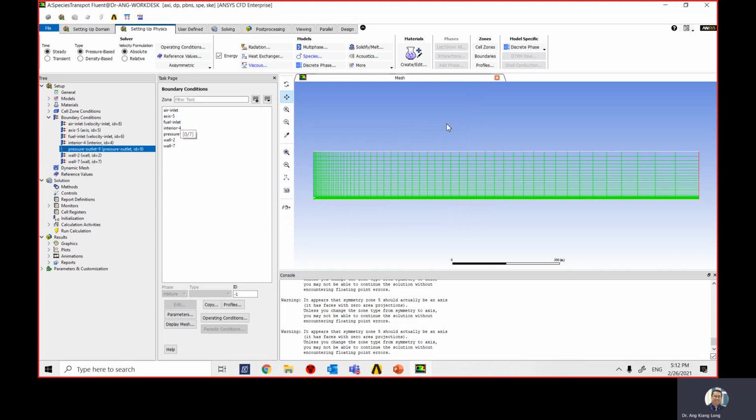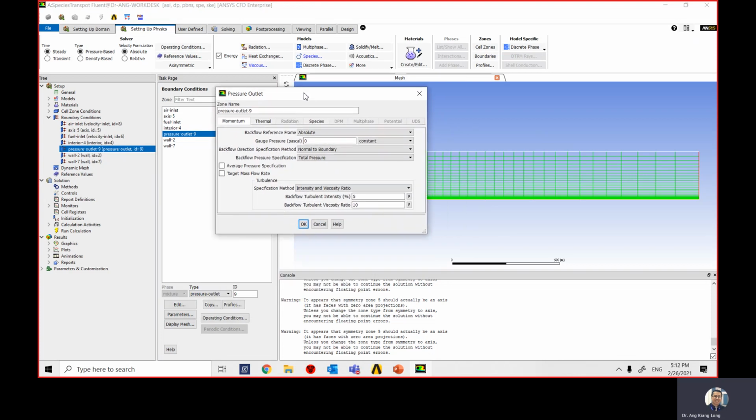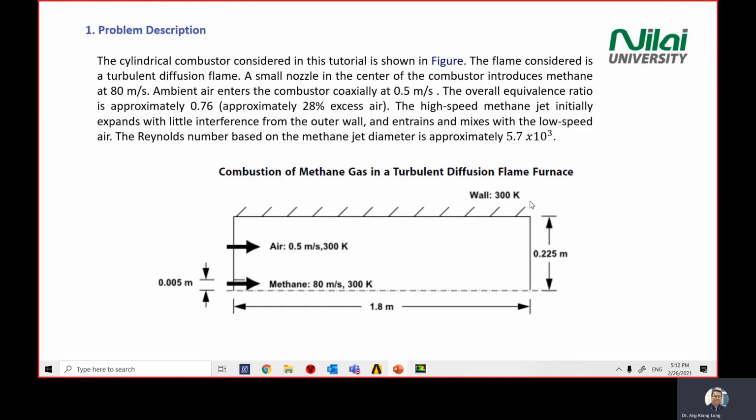The next one, we will define our pressure outlet. Our pressure outlet is number 9 here. So click pressure outlet number 9, click edit. For momentum, gauge pressure will be 0 on this side. Then you go to turbulence, specification method, again diameter. Intensity we set to 10, and the diameter will be 0.45. You should be able to understand why the diameter is 0.45. I will show you. Over here, this is a radius, so you times 2, you'll get 0.45.